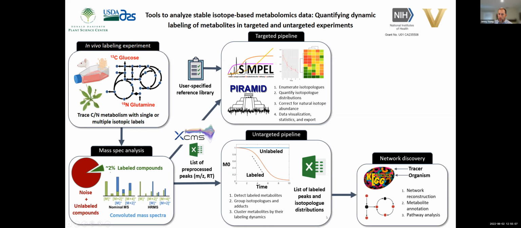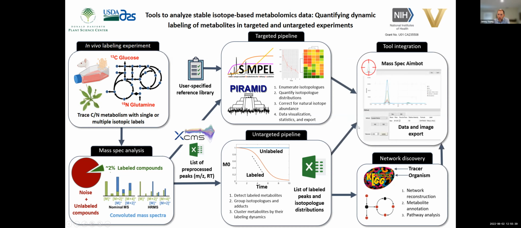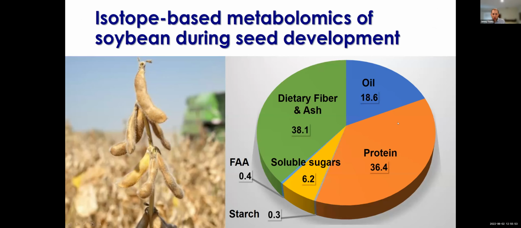Then we can use other approaches to compare the molecular weights of those features that are detected, those potentially labeled compounds, to a network we would generate from KEGG that is both specific to our tracer as well as the organism of interest in our experiment, to try to help us annotate those metabolites that have been detected in our untargeted pipeline. And then finally, we're integrating all of these different algorithms and tools together into user-friendly tools like this mass spec aimbot tool that we're working on.